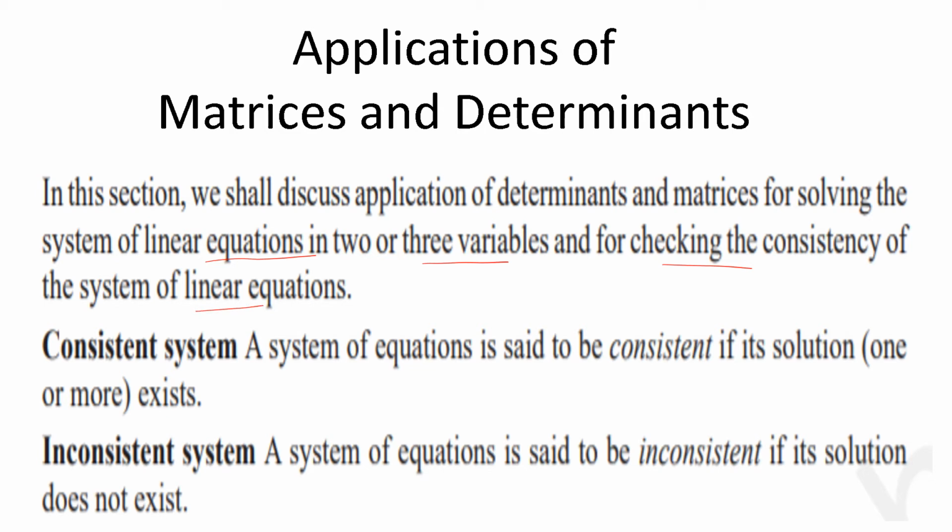Now, we are already aware what are the consistent systems. A system of equations is said to be consistent if it has solution, like either it is one solution or more. If the solution of system exists, then we say that the system is consistent. Whereas inconsistent system is that in which the system of equations is having no solution. So a system of equations is said to be inconsistent if its solution does not exist.